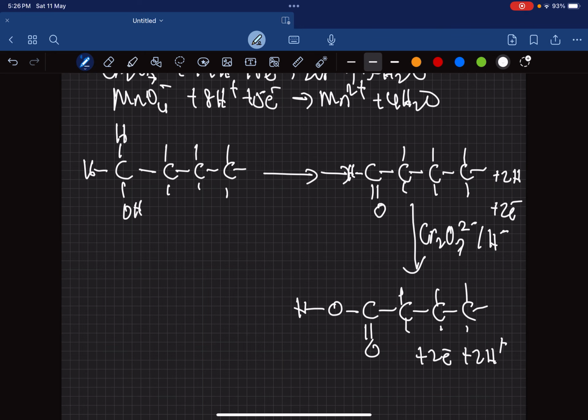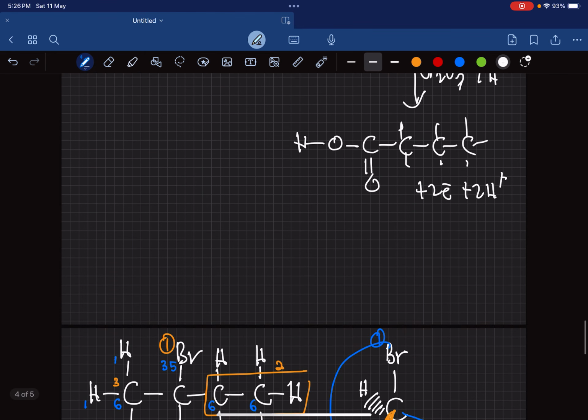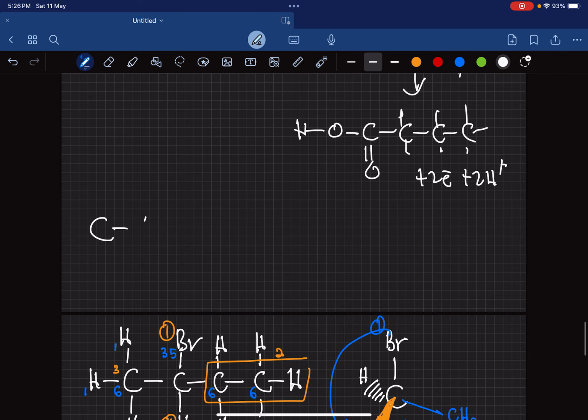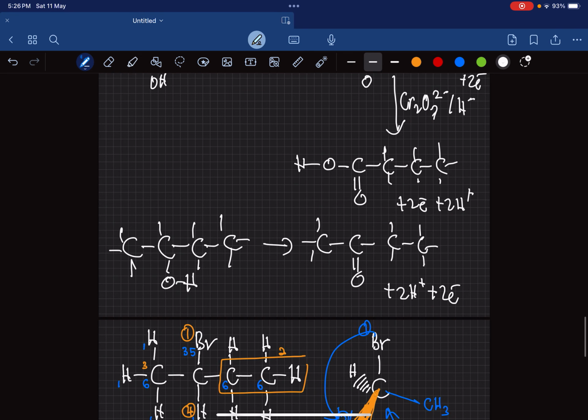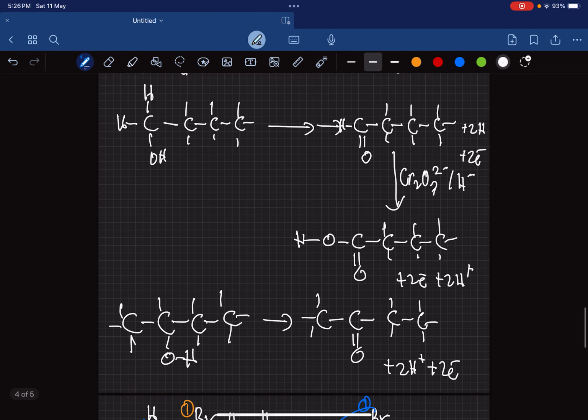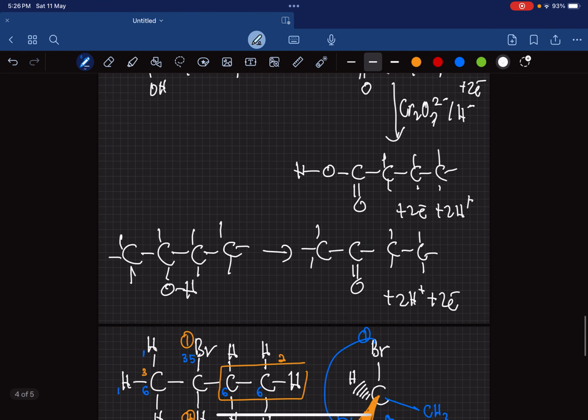Meanwhile, if you're dealing with a secondary alcohol, what will happen is a secondary alcohol will become a ketone. It becomes a ketone only. Meanwhile, a tertiary alcohol does not undergo any type of oxidation. No oxidation for tertiary alcohols.